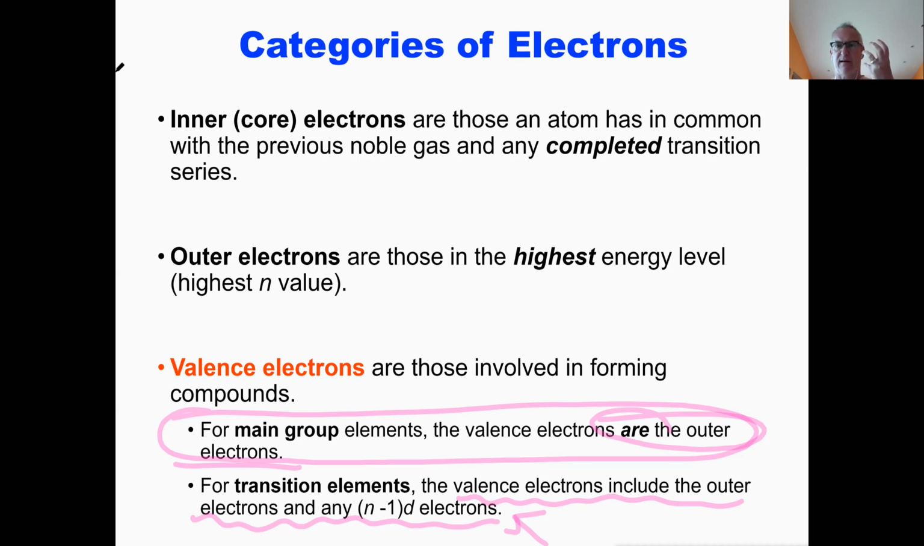So transition elements can have, in some instances, a lot more valence electrons than the main group elements do. Basically, the main group elements will have either 1, 2, 3, 4, 5, 6, 7, or 8 valence electrons. But for the transition metals, because they have those d orbitals that contain 10 electrons, they have a lot more.